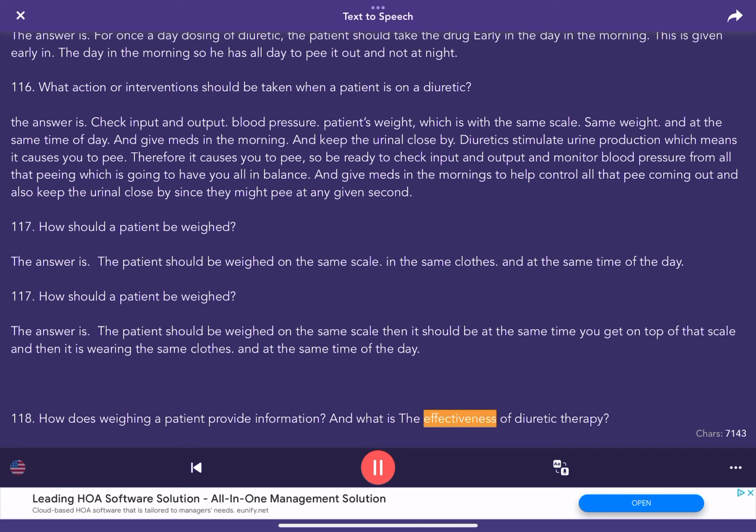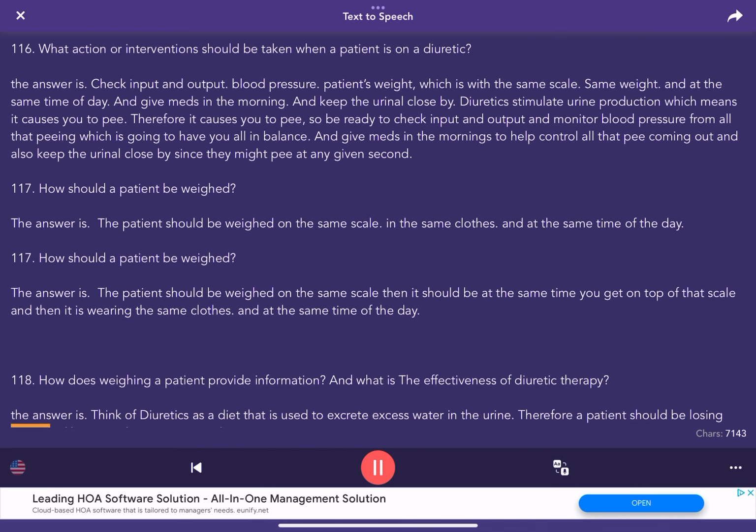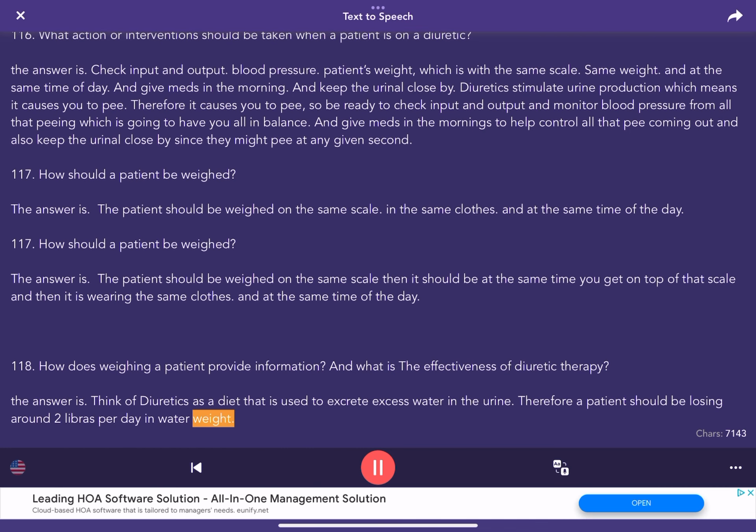118. How does weighing a patient provide information about the effectiveness of diuretic therapy? The answer is think of diuretics as a diet that is used to excrete excess water in the urine. Therefore a patient should be losing around 2 pounds per day in water weight.